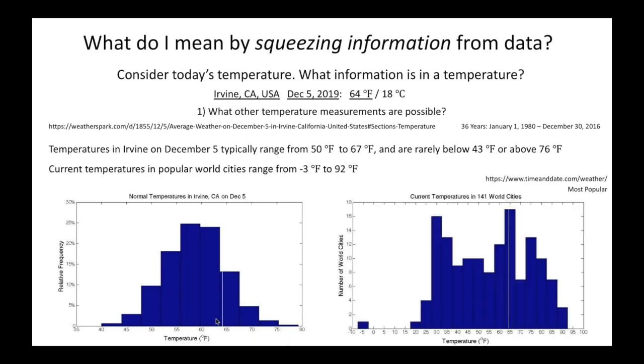We could also look at popular cities around the world. If I went somewhere else in the world right now and took the temperature, what other temperatures might I find on Earth? Those range from about -3 to 92. That's where people live. And you can see California is right in the middle there. It's fairly mild.